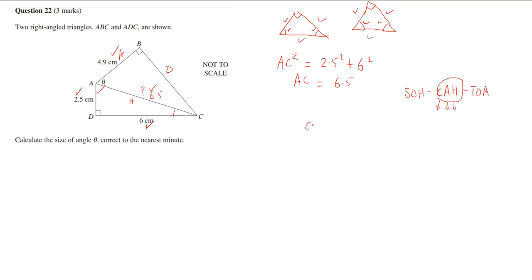So what we will do is cosine of theta is equal to adjacent over hypotenuse, and adjacent is 4.9 divided by 6.5. If you work this out, you will get your angle, which is 41.5 degrees.